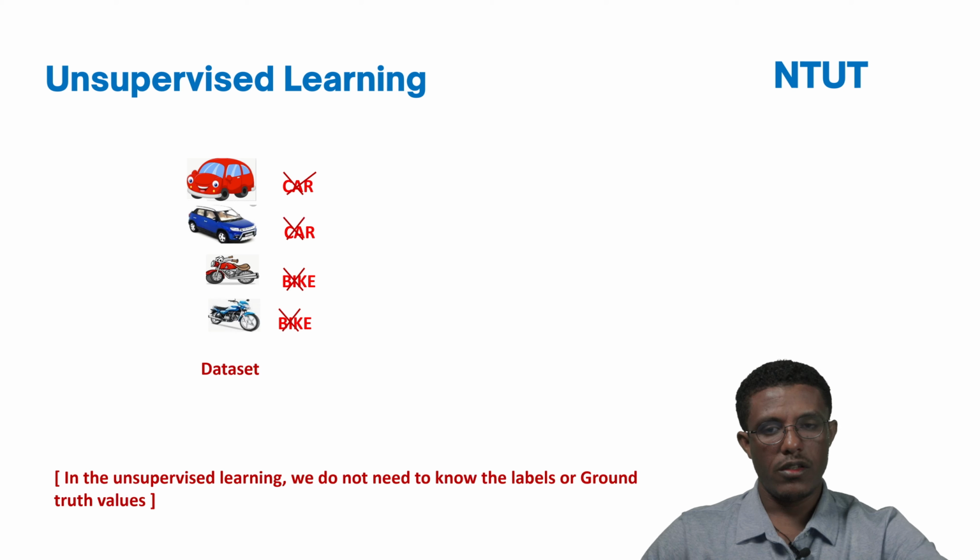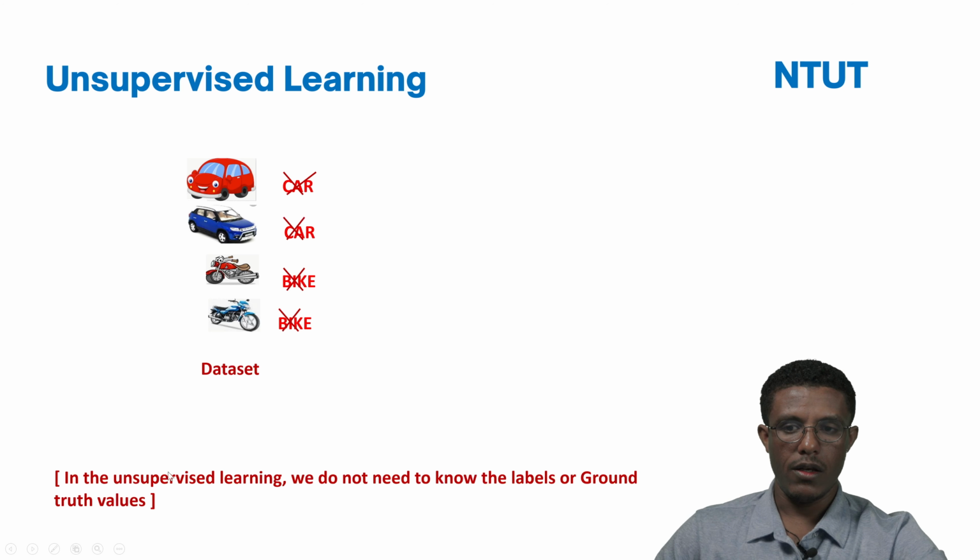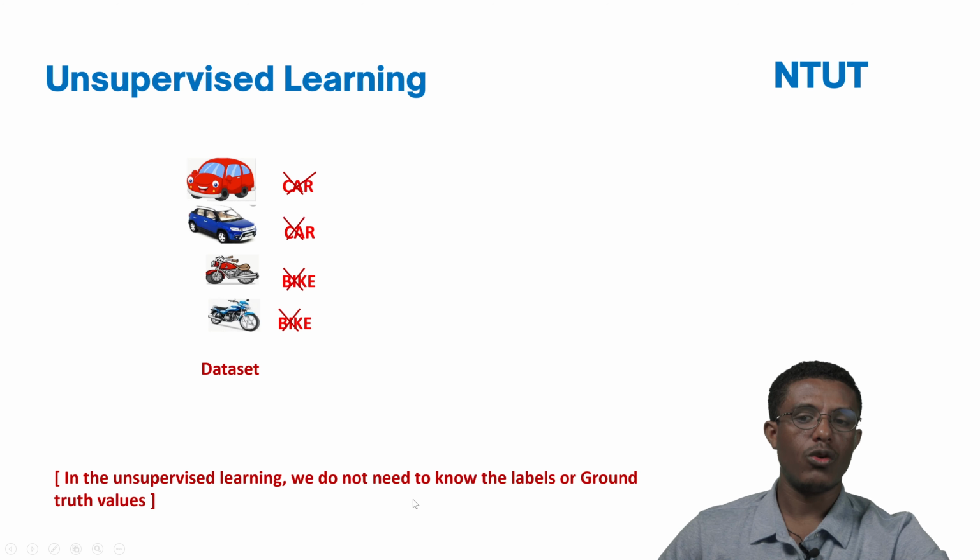For example, we only need to define this type of figure, no need to define it here. In supervised learning, we should mention both this one and this one, but in unsupervised learning, only the X value is needed, but Y is not necessary. Only the input feature is necessary, but the label, the Y, is not. In unsupervised learning, we don't need to know the labels or the ground truth values. We only input the features to the algorithm, and the algorithm clusters based on similarity.